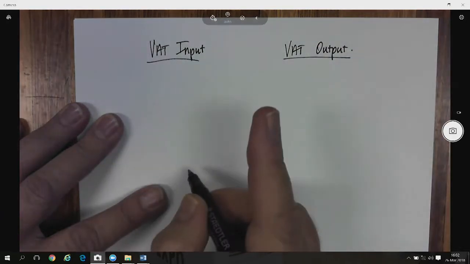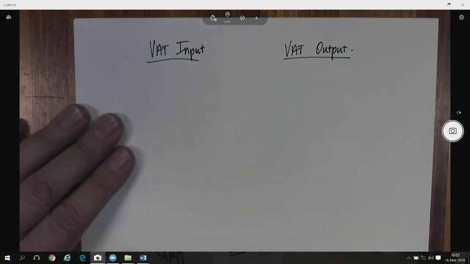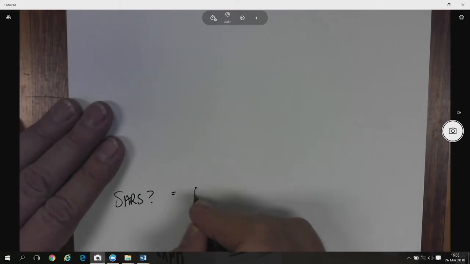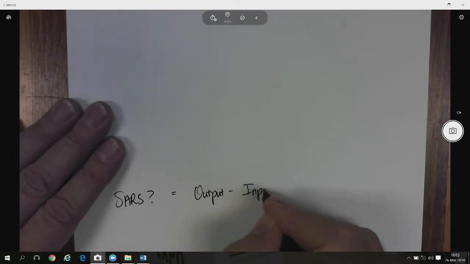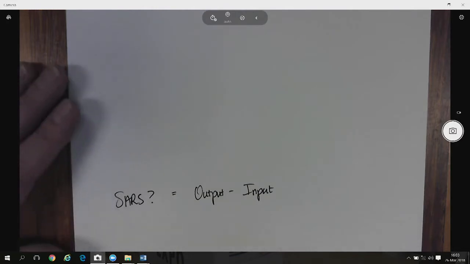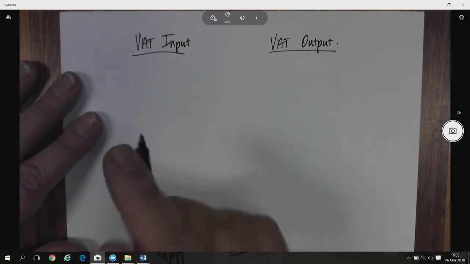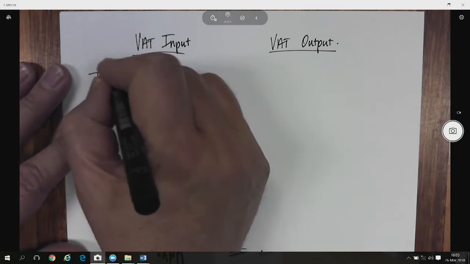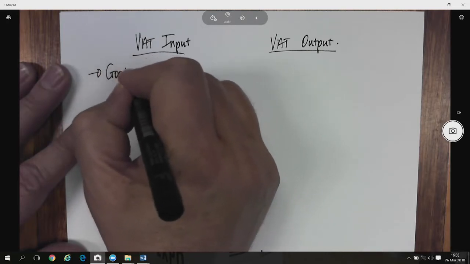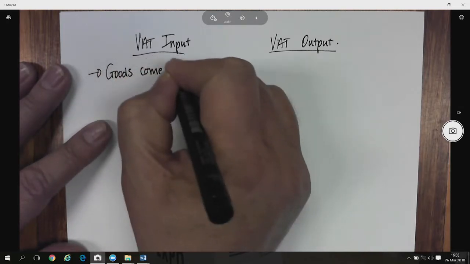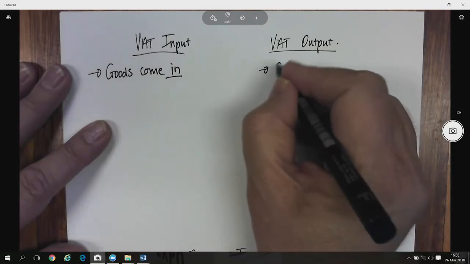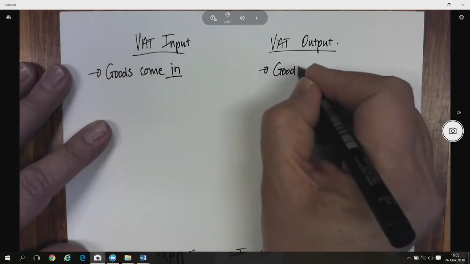And at the end of the day, we say, what do we owe SARS? We owe SARS output minus input. Input is when the goods come in. Don't think about the money. The goods come in, and the goods go out.